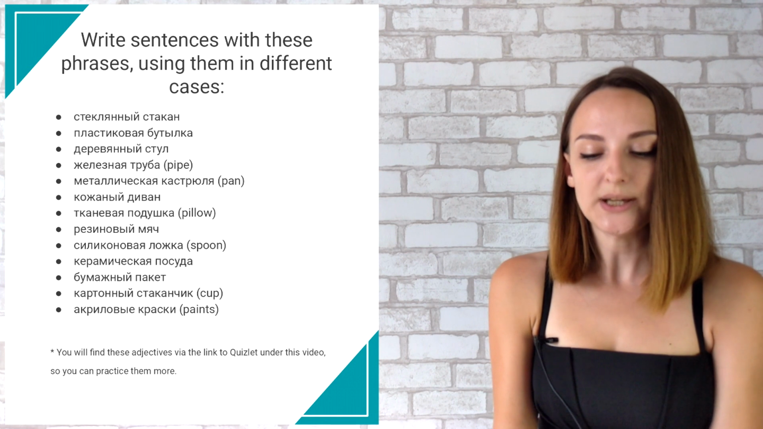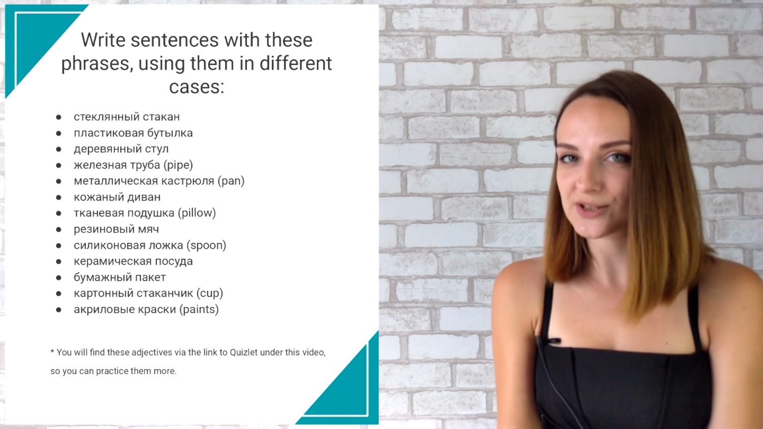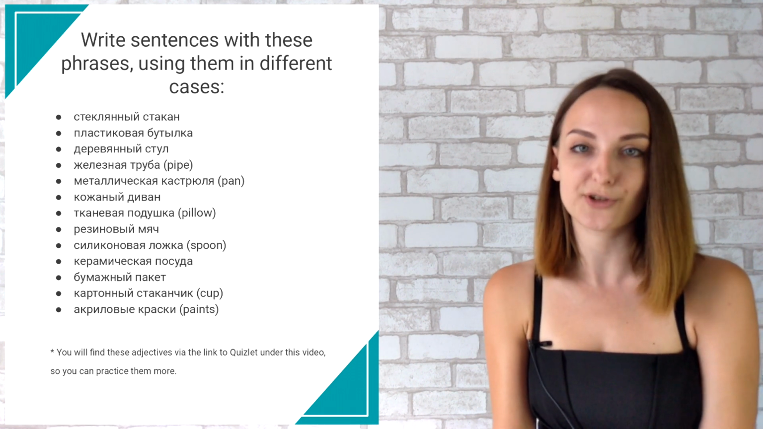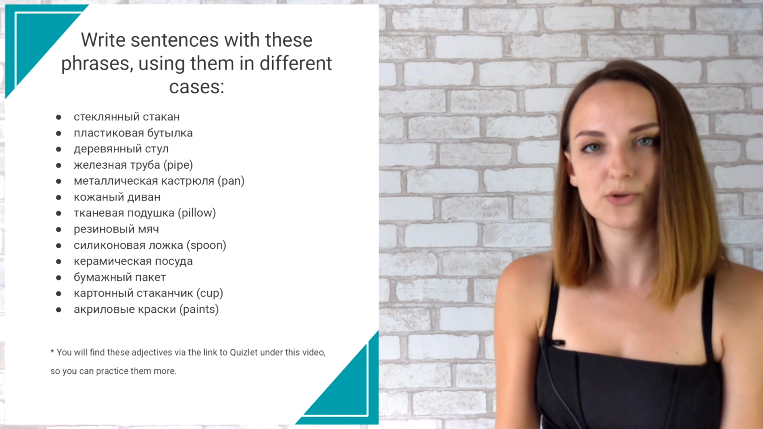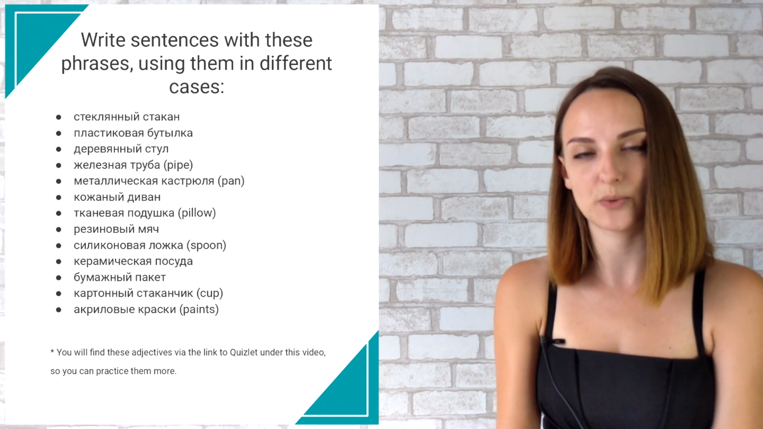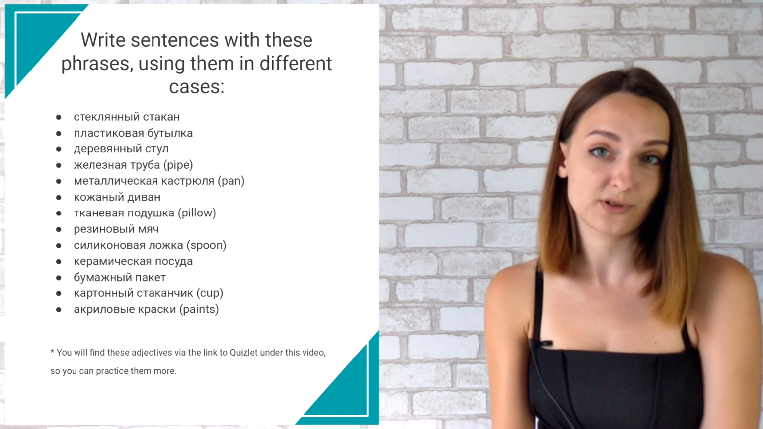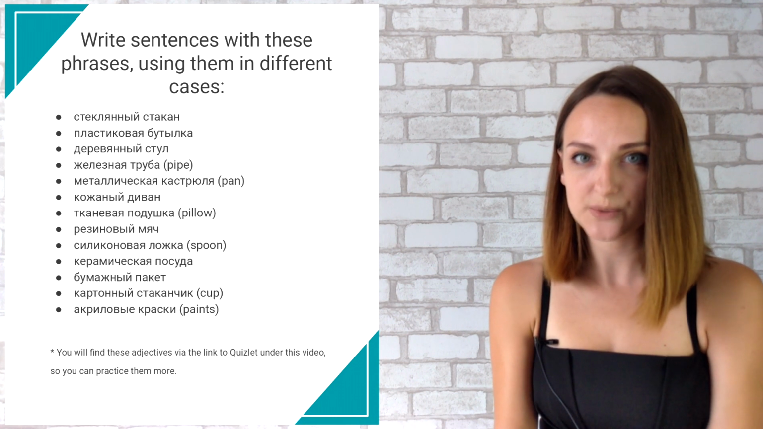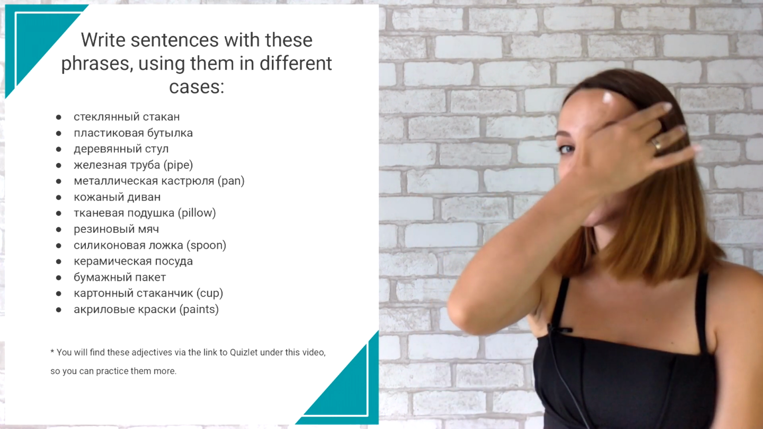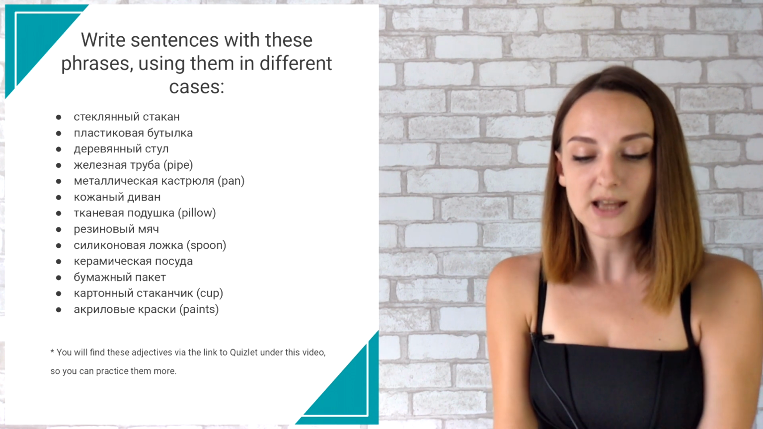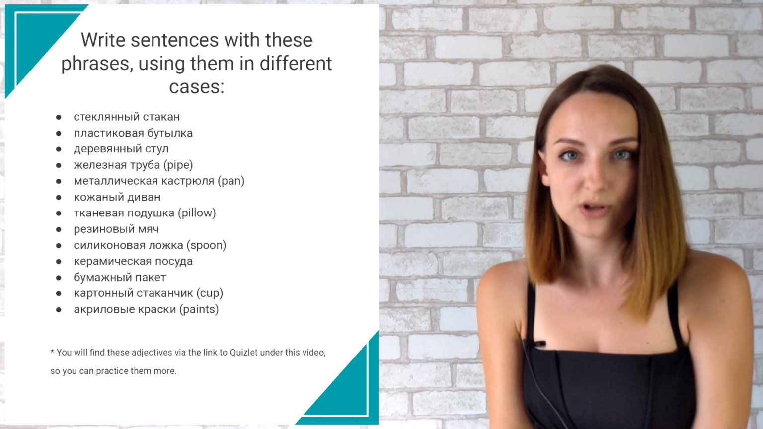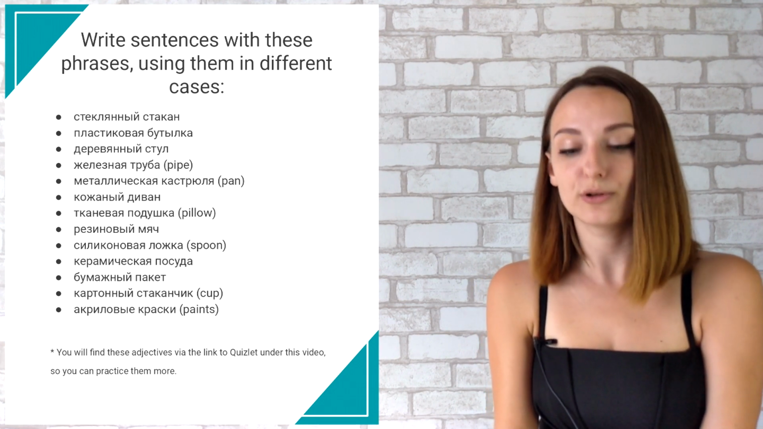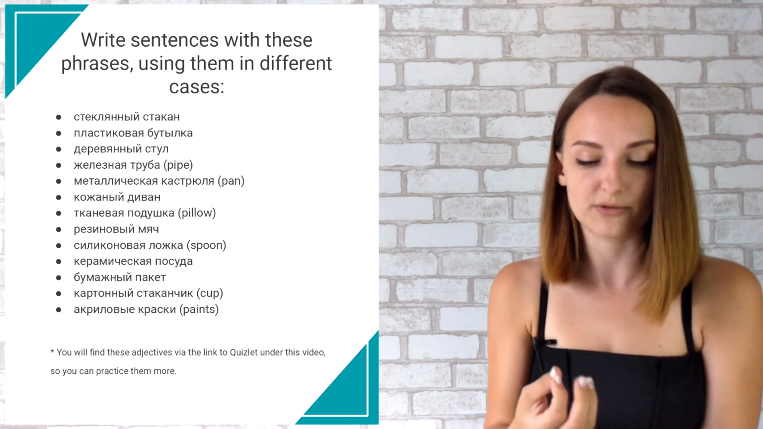Now, we have a list of collocations. All these collocations include adjectives that describe different materials, and it's very important to know these adjectives in Russian because they will help you to describe different objects. Yeah? If you are not familiar with these words, under this video you will find the link to Quizlet cards that have all these adjectives. You can just practice and learn them. Да? It's like flashcards which you can use for memorizing the vocabulary.